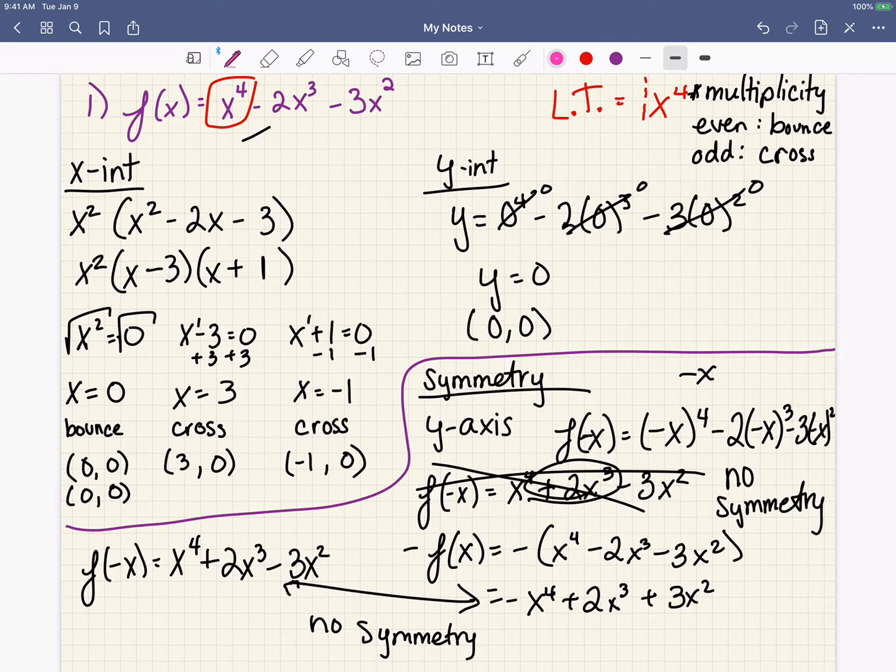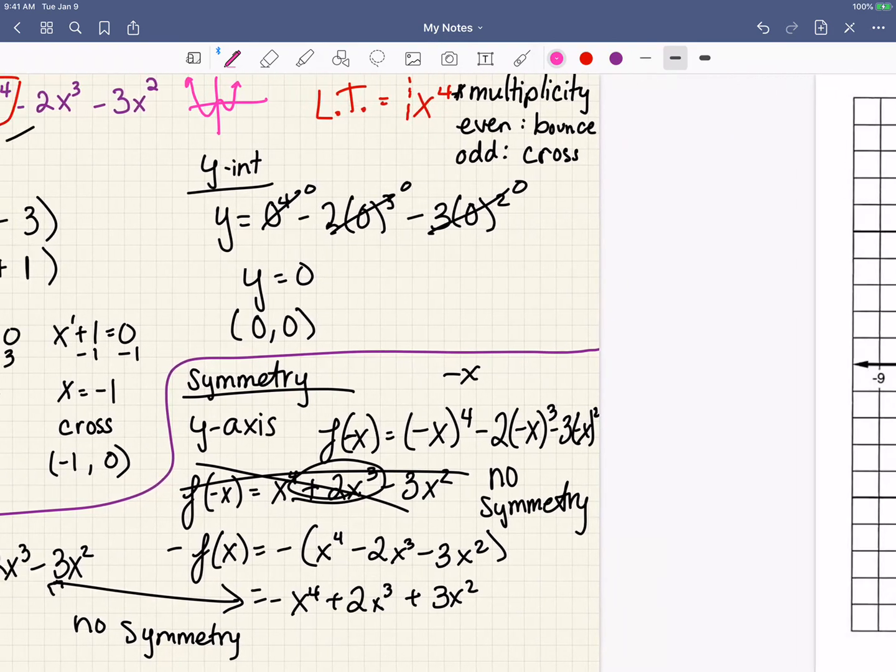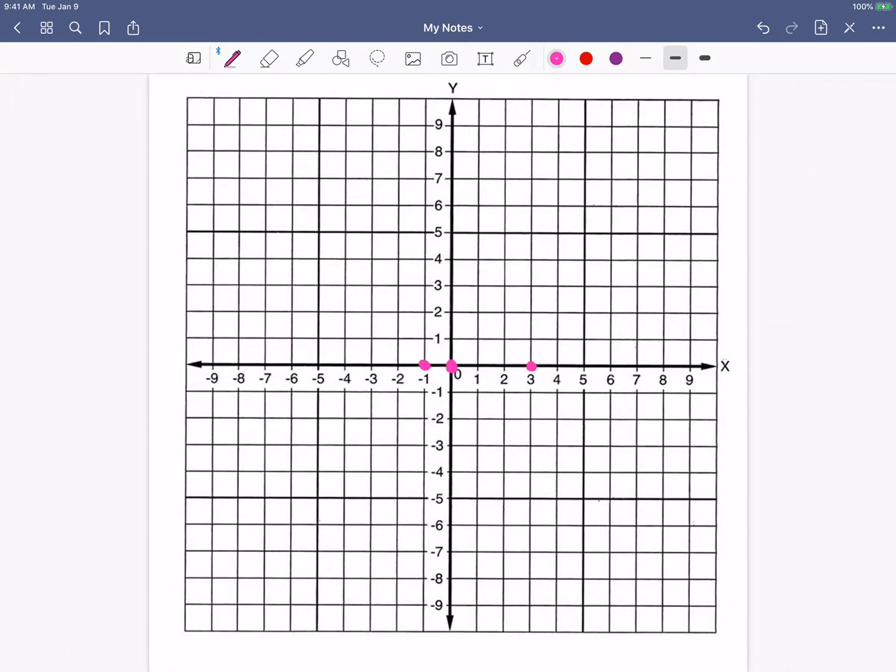So I know it's going to bounce. I know it's also going to go up on both sides, right? It's going to rise and go up. It's going to be in kind of like a W shape. So I know I'm going to bounce at 0, 0, and I'm going to cross over at negative 1 and 3. So if I'm going up, and like I said, it does not have to be perfect. I'm going to start a little closer. I'm going to cross. I'm going to bounce. And I'm going to go right back.